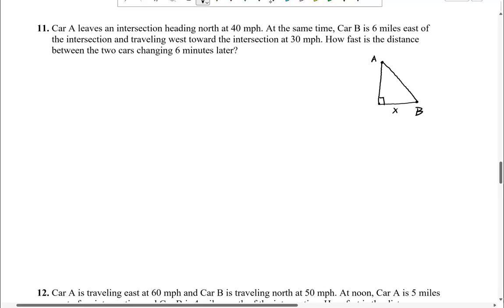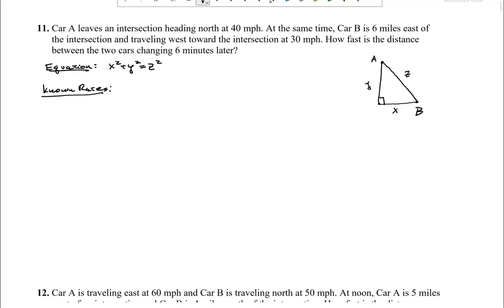So we could label this x, y, and z, and the relationship between these three lengths will be the Pythagorean theorem. Now we're given two known rates. We're told that car A leaves an intersection heading north at 40 miles per hour. So that's a change in y with respect to time. So dy/dt is equal to 40 miles per hour.